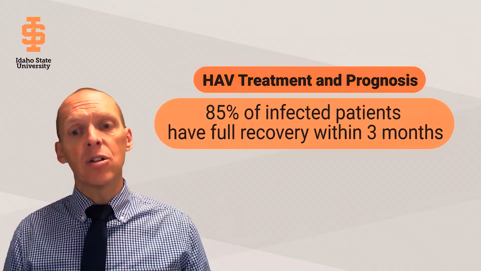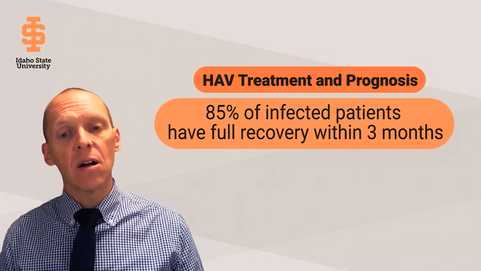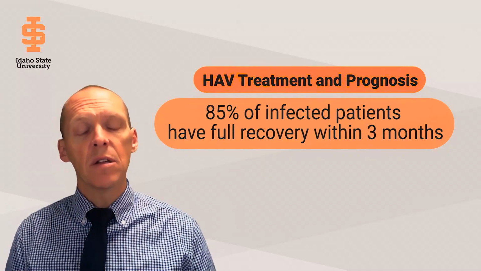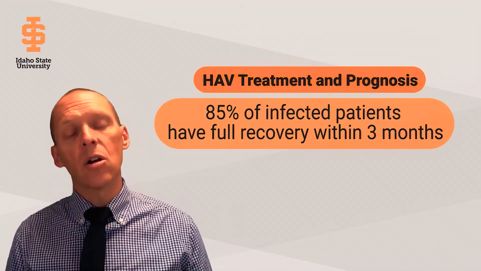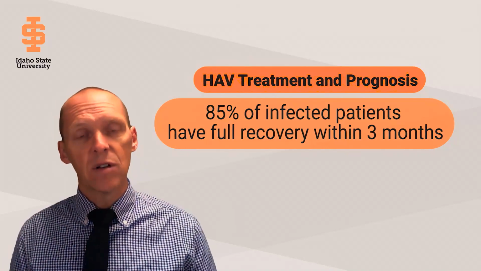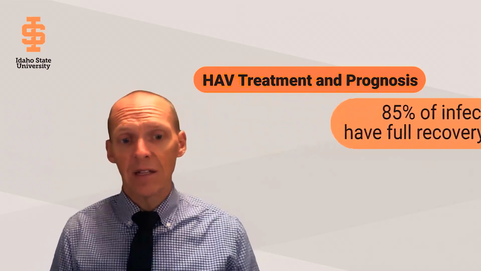85% of infected patients have a full recovery within 3 months, and fatalities are extremely rare with hepatitis A and may occur in individuals who have pre-existing liver disease, cirrhosis, or other forms of hepatitis on top of that. And I described briefly relapsing hepatitis A, very uncommon, but some patients may experience a relapse during 6 months after an acute illness.